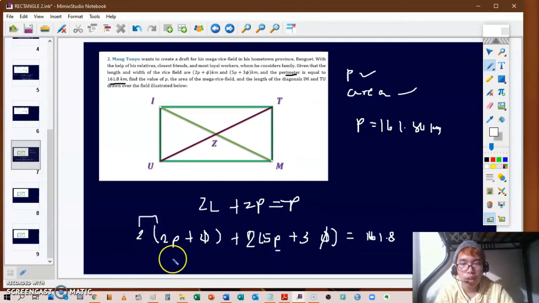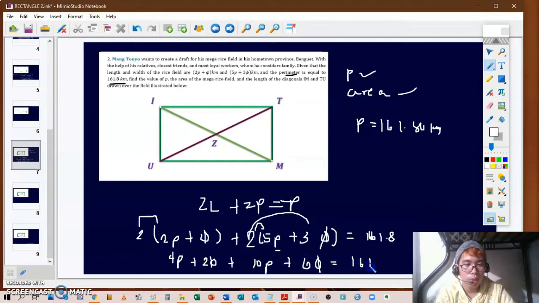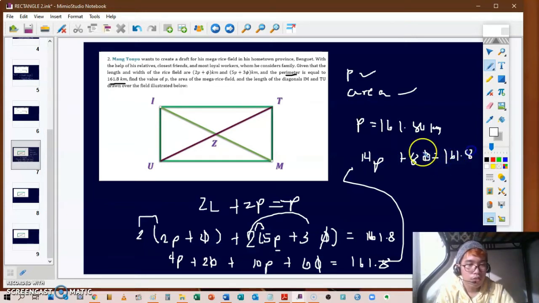From here we can simplify this equation in order to solve for the value of P. This is 2 times 2, so that's 4P plus 2 phi, plus 2 times 5P, that's 10P, plus 2 times 3 phi, that's 6 phi, equal to 161.8. Simplifying further, we have 14P plus 8 phi equal to 161.8. We transfer this constant to the other side, so 14P is equal to 161.8 minus 8 phi.